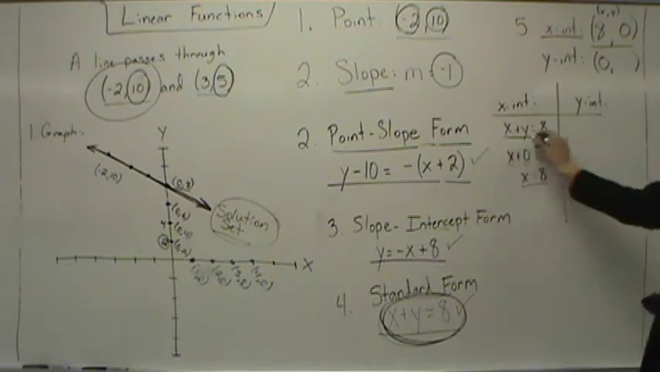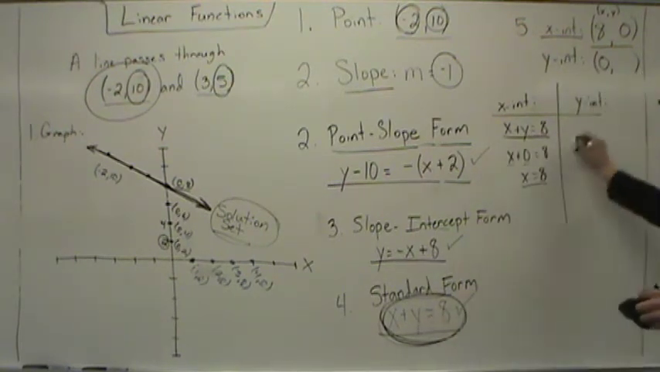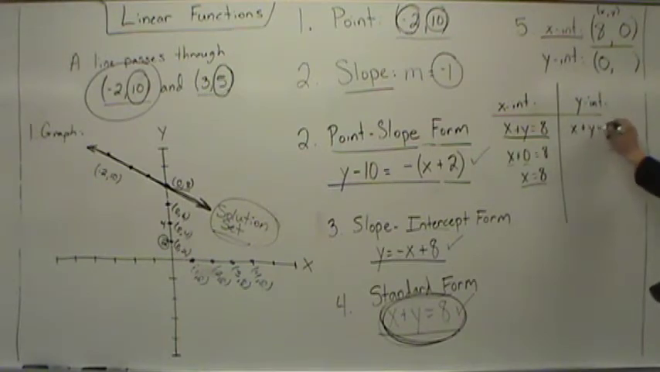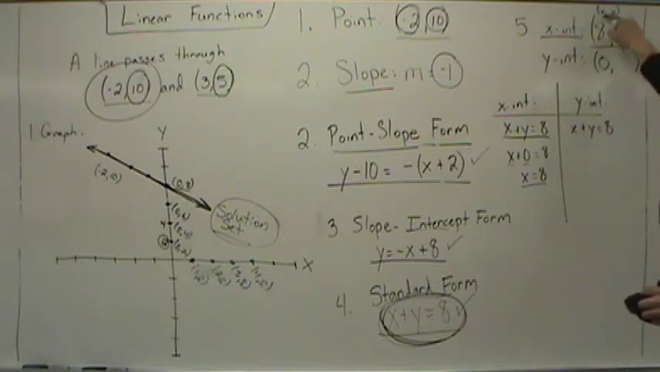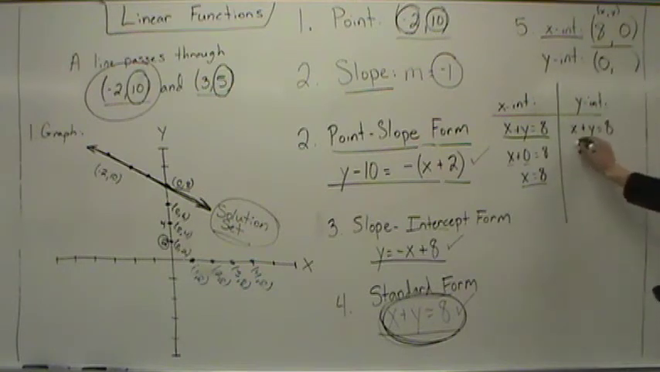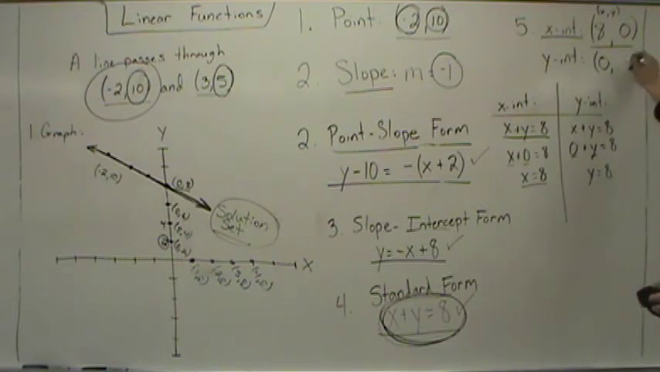So we're going to start with the equation x plus y equals 8. To find the y-intercept, we're going to put 0 in. Notice 0 is your x value. We're going to put 0 in for x. We end up with 0 plus y equals 8. And 0 plus y is the same as just what? y equals 8. So again, we get 8. Okay, so the y value is 8. We're going to put that here. Notice the y value is 8.